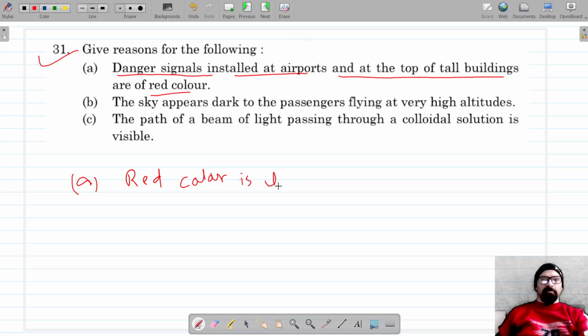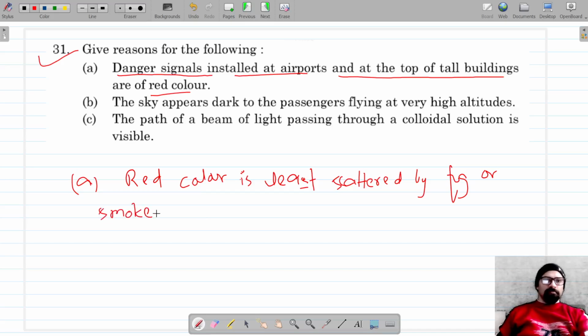So red color is least scattered. And these are installed at airports and on top of buildings so that we can see them from a far away place. So you can write that red color is least scattered by fog or smoke and can be easily seen from a distance.